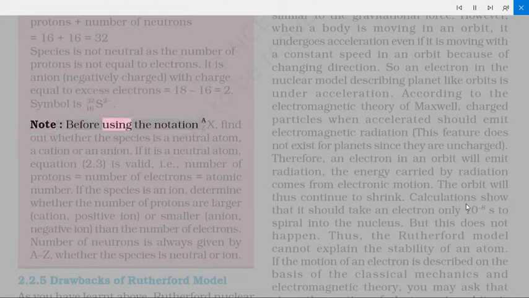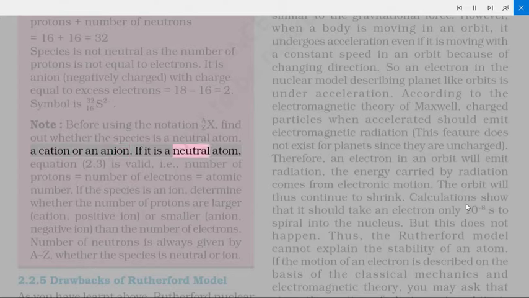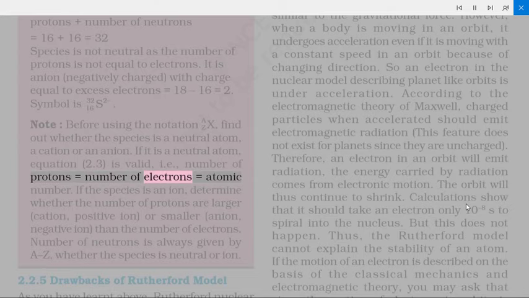Note: before using the notation A/Z X, find out whether the species is a neutral atom, a cation or an anion. If it is a neutral atom, equation 2.3 is valid, that is, the number of protons is equal to the number of electrons, which is equal to the atomic number. If the species is an ion, determine whether the number of protons is larger, a cation or positive ion, or smaller, an anion or negative ion, than the number of electrons. The number of neutrons is always given by A minus Z, whether the species is neutral or an ion.